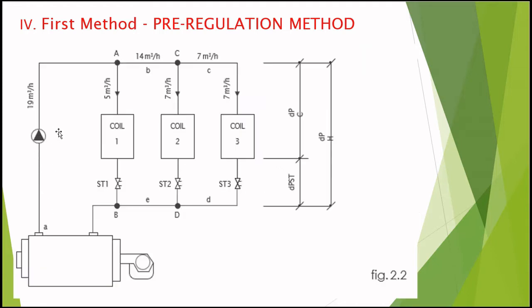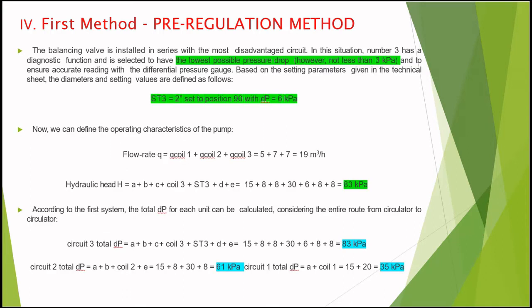The total flow of the pump is equal to the 3 coils, which is the flow in coil number 1, plus the flow in coil number 2, plus the flow in coil number 3. And the differential pressure in the pump is equal to the hydraulic head H. So the total flow is Q coil 1 plus Q coil 2 plus Q coil number 3, which is 5 plus 7 plus 7, which is equal to 19 cubic meters per hour.